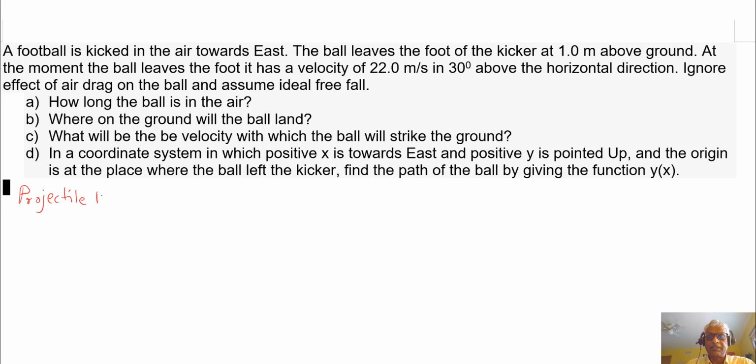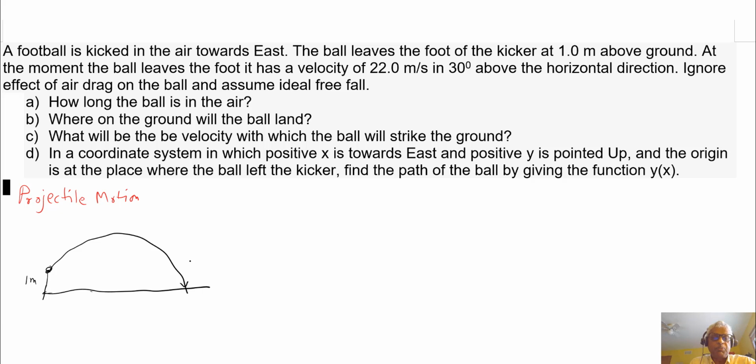And it's given to be in that direction at 30 degrees, and the speed is 22 meters per second. Okay. We said that we can ignore the air drag. That means assume free fall, which means the acceleration is pointed straight down, and it has a value g, straight down. The acceleration vector is pointed straight down, g.